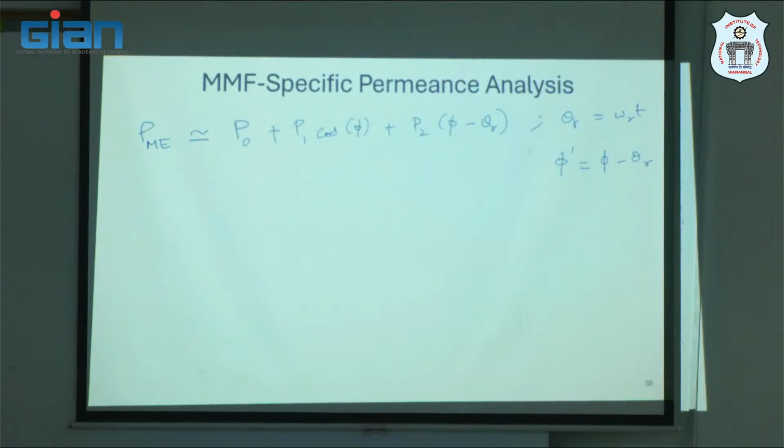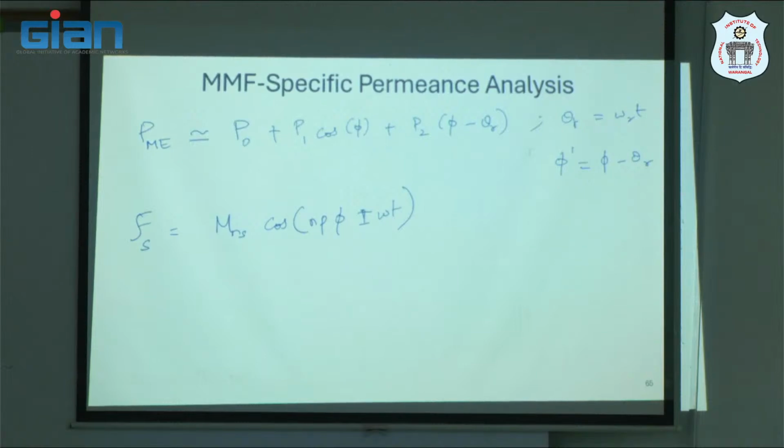Why did we do all these things? Because we are interested in doing what is known as an MMF permeance analysis. MMF permeance analysis demands an expression for the permeance function. Therefore, we have to come up with this expression. Once we have this, my MMF in the stator winding is M_NS cos(NP phi plus or minus omega t), right? Do you all agree? This is the expression I showed on the slide.